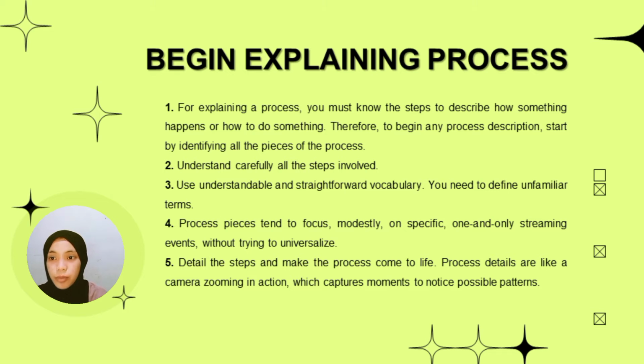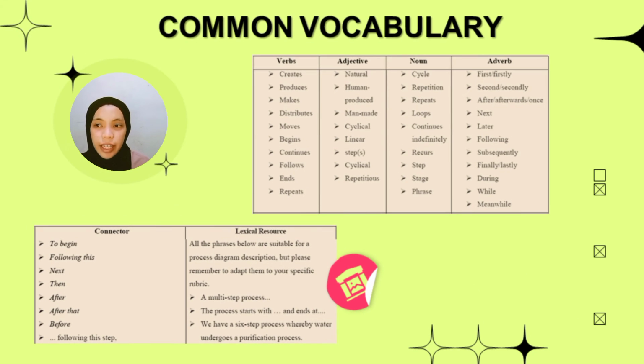Fourth is process pieces tend to focus modestly on specific, one-and-only streaming events without trying to universalize. And last is detail the steps and make the process come to life. Process details are like a camera zooming in on action, which captures moments to notice possible patterns. Okay, in this table we can see that there is common vocabulary that is usually used in explaining a process.